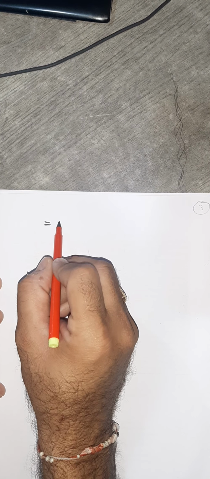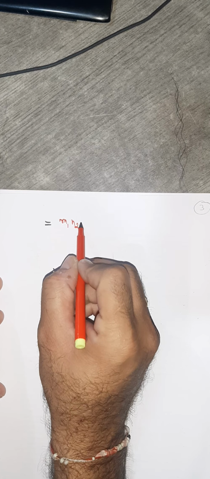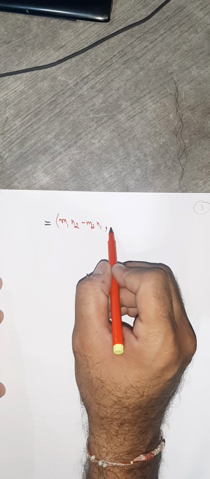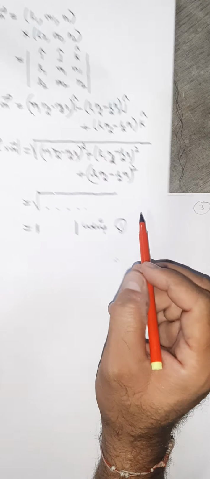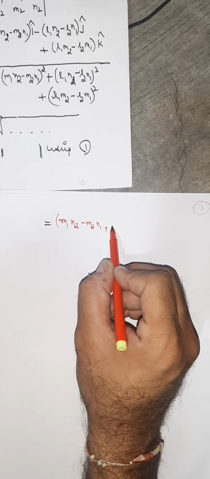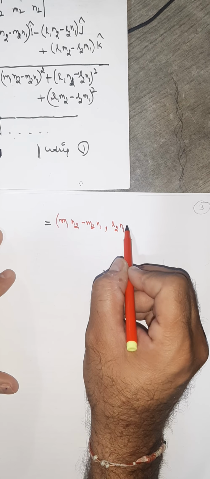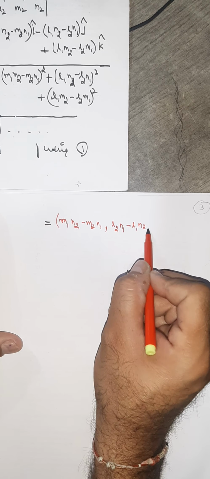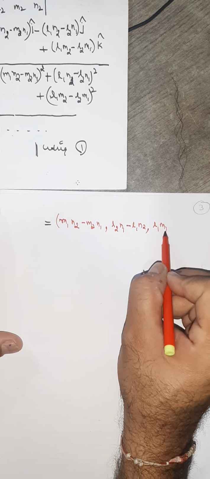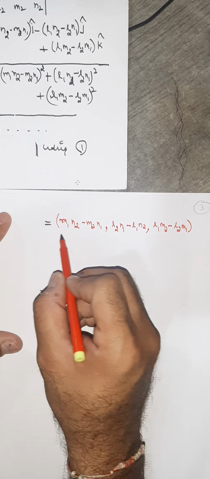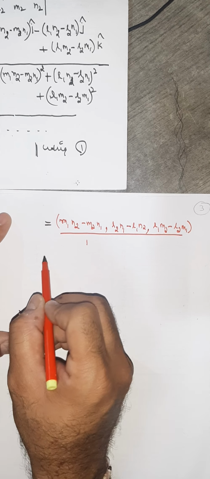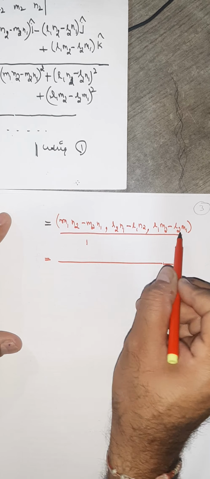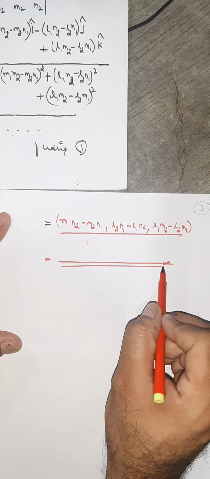So I'm just putting the value of the cross product: M1 N2 minus M2 N1, comma, taking this minus sign inside, so you have L2 N1 minus L1 N2, comma, L1 M2 minus L2 M1, upon that length, which is just 1, and therefore you have this expression. These are the required direction cosines.